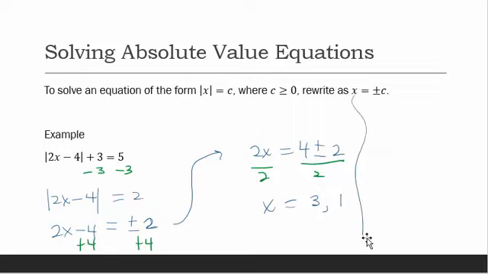Now, if, for instance, I had an equation that looks like this, absolute value of x is equal to negative 4, I notice, anytime I take the absolute value of any number, the result is always greater than or equal to 0. And so this will never happen, and so we'll say no solution.